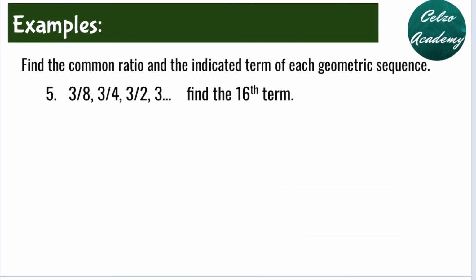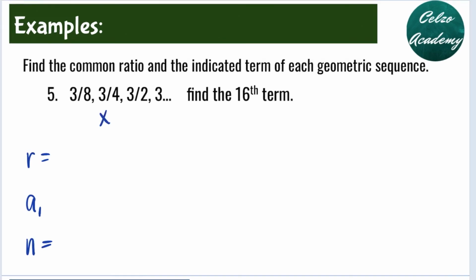Question number 5. Find the common ratio and the 16th term of the sequence 3/8, 3/4, 3/2, and 3. So for this problem, we also need to find the value of r, our a sub 1, and n. What do you think is the pattern for this problem? The pattern for this problem is multiplying the previous term by 2 to find the next term. If you're not sure, one way to do this is you can divide 3 over 4 by 3 over 8. Or you can divide 3 over 2 by 3 over 4. You can also divide 3 by 3 over 2, which is easier.